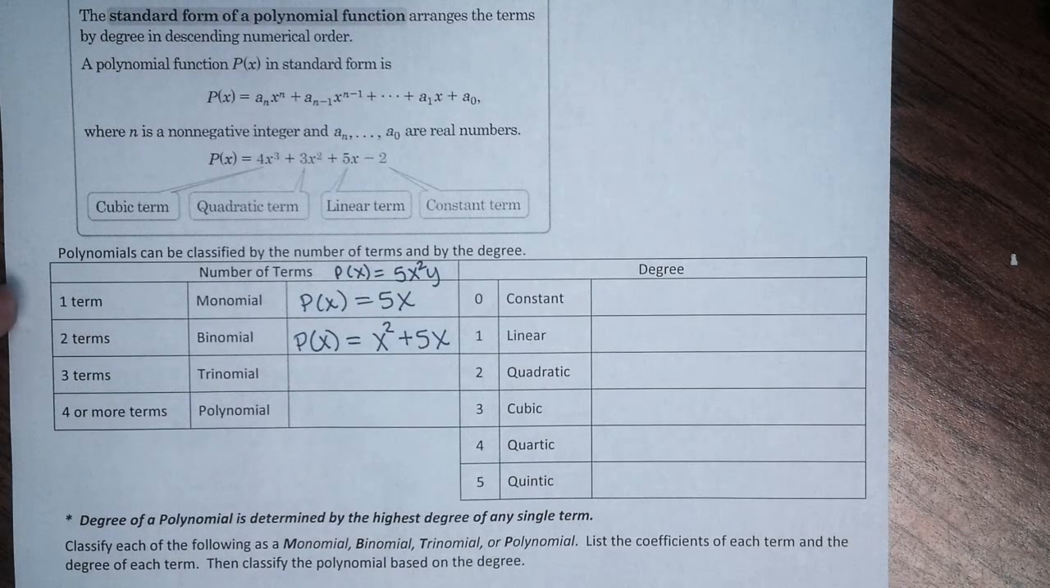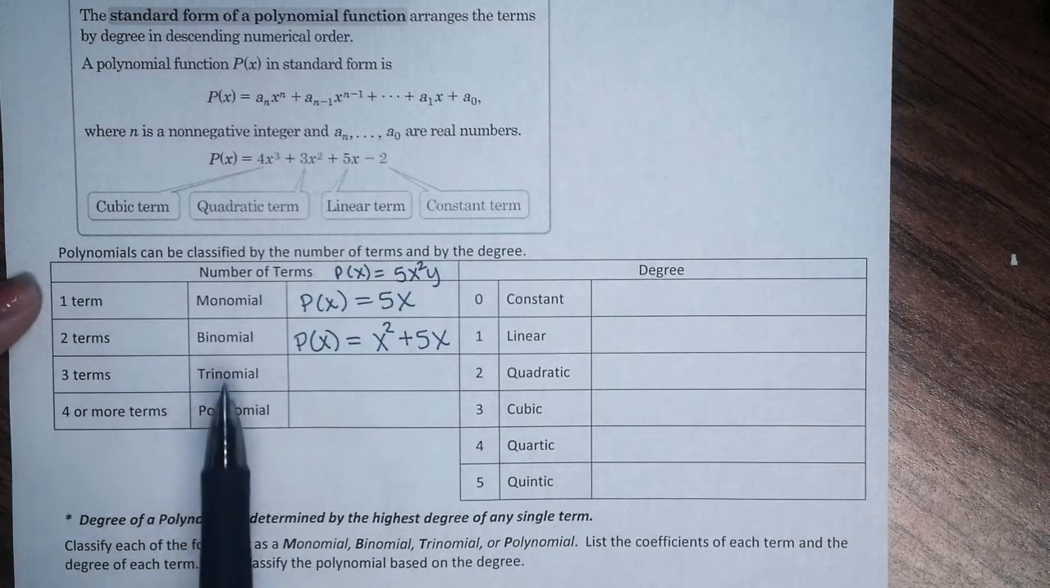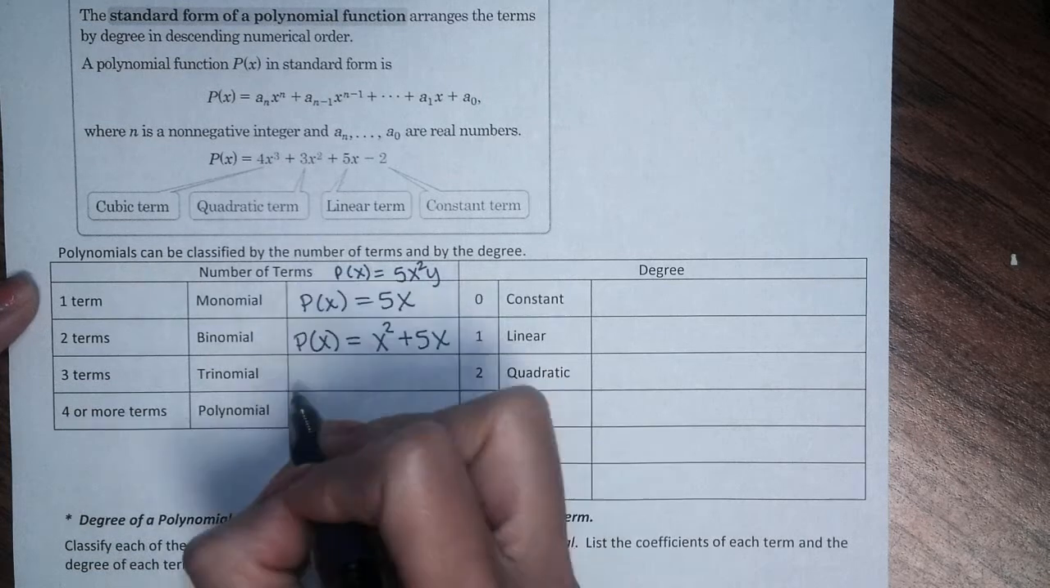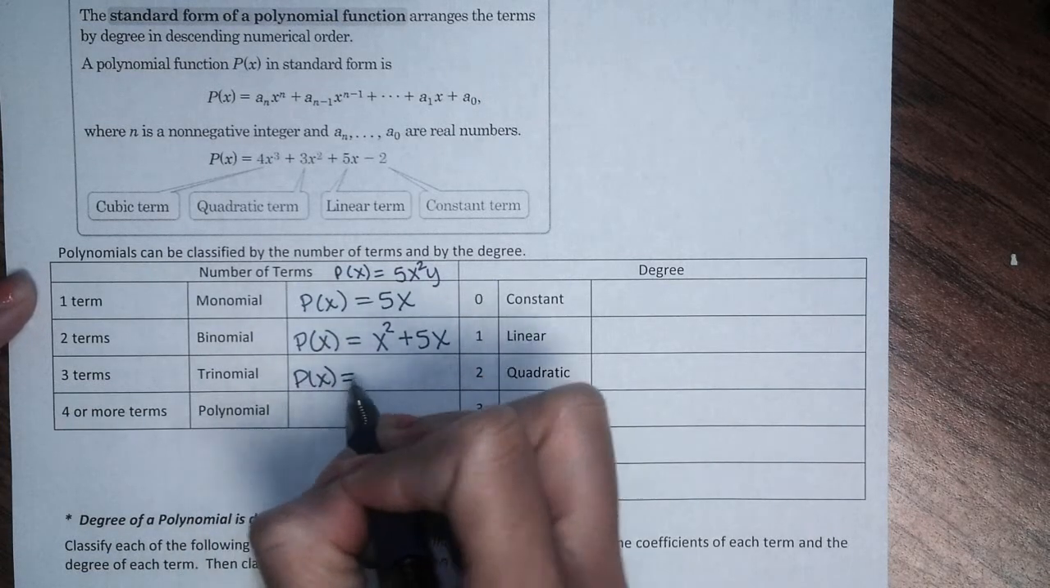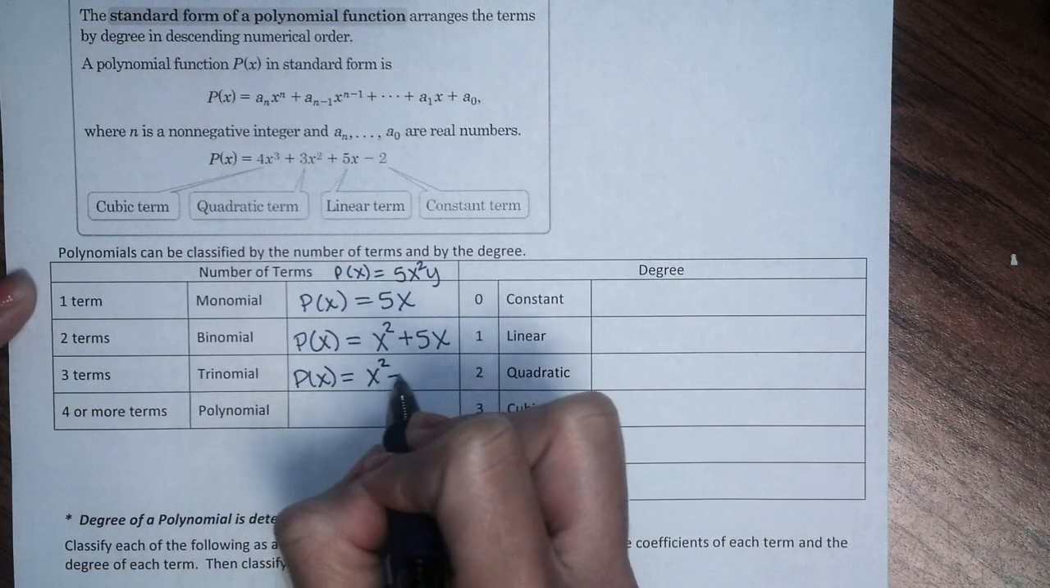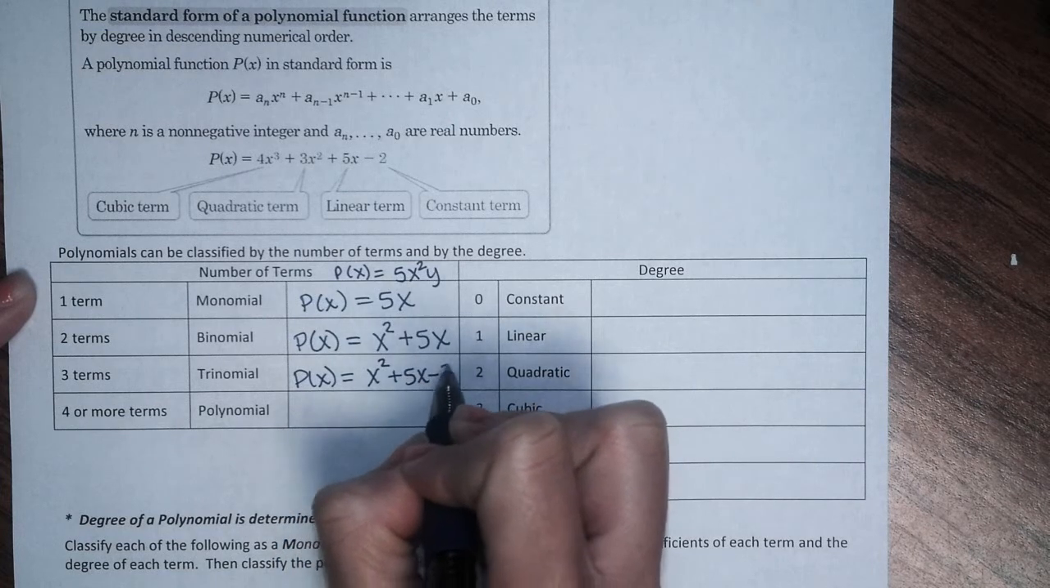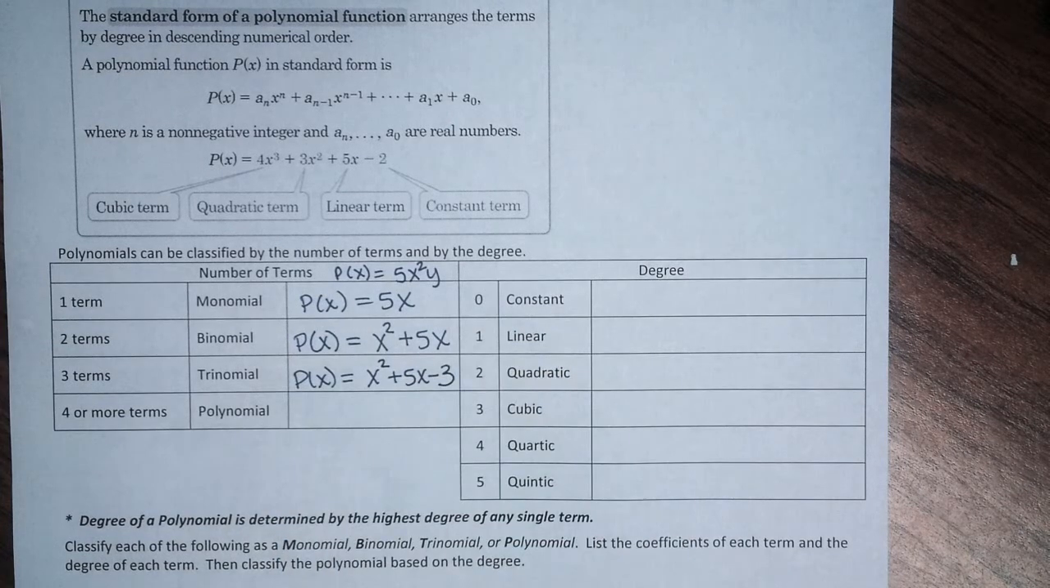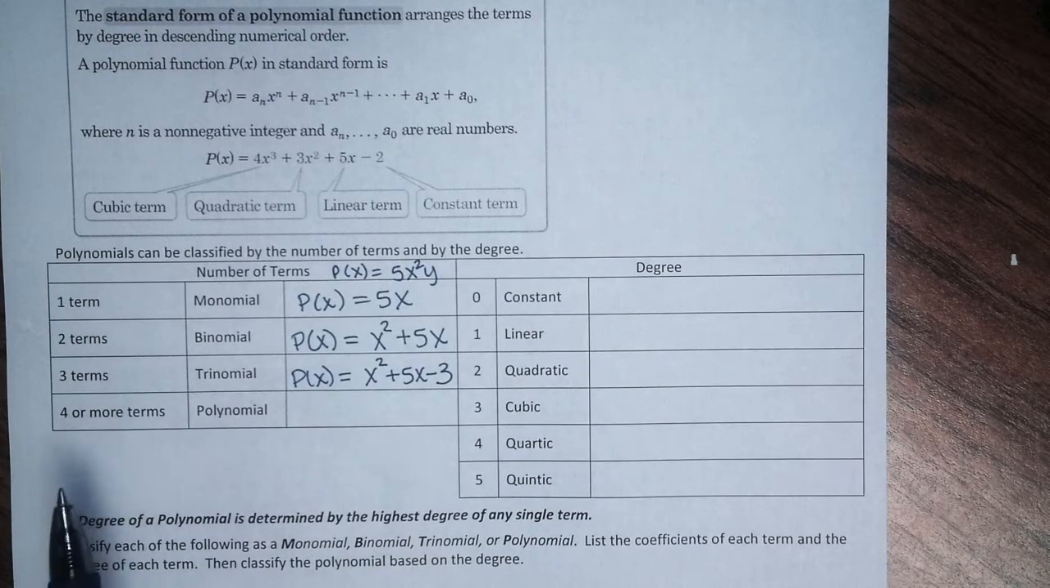All right, so monomial is one term, binomial is two terms, so trinomial is three terms. So for example, if you have x squared plus 5x minus 3, that's called a trinomial because you have three terms that are being added or subtracted. Finally, the last vocabulary term that you need to know for your test is polynomial. So anything that's 4 or more is just called a polynomial.